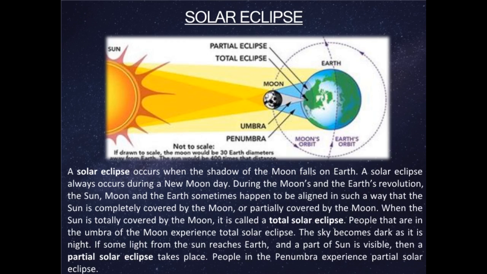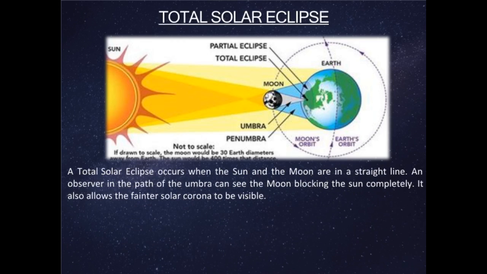People that are in the umbra of the moon experience total solar eclipse. The sky becomes dark as it is night. If some light from the sun reaches Earth, and a part of sun is visible, then a partial solar eclipse takes place. People in the penumbra experience partial solar eclipse.